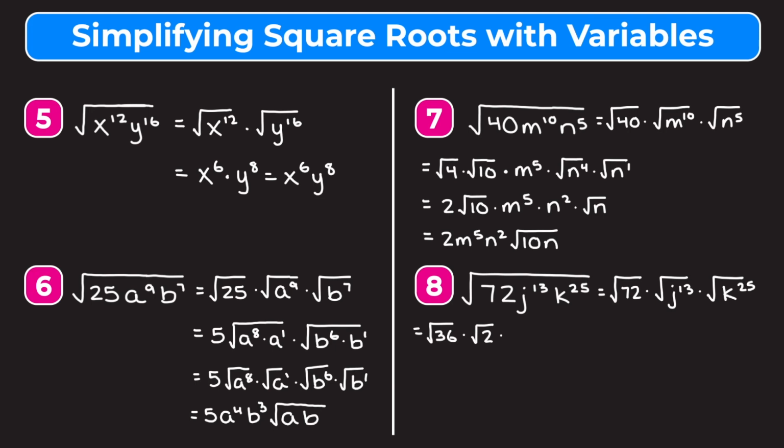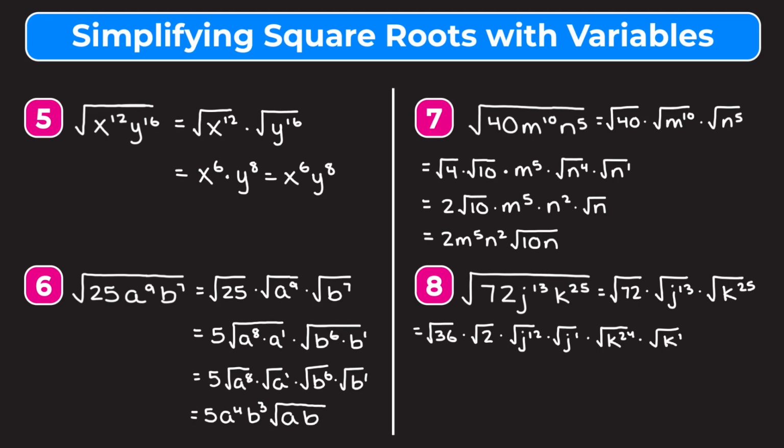Because j is raised to an odd exponent, we need to break that up. So we're going to break it up into the square root of j to the 12th times the square root of j to the 1st. And we need to do a similar thing for k. So we're going to break k to the 25th up into k to the 24th times k to the 1st. And all of those are under square roots.